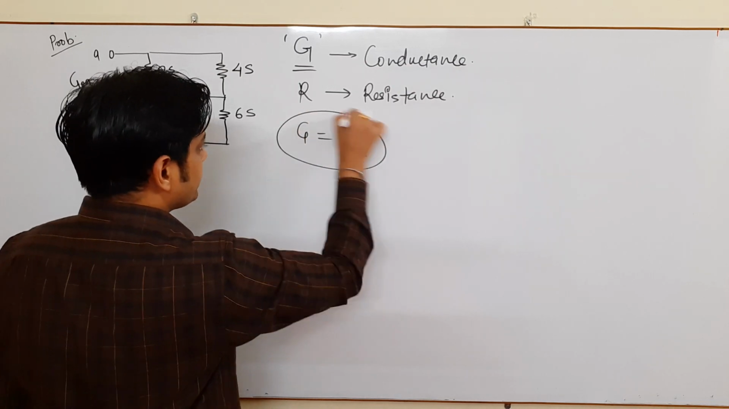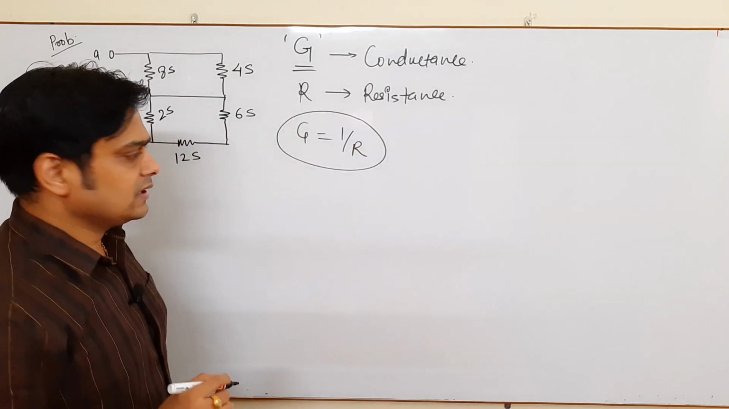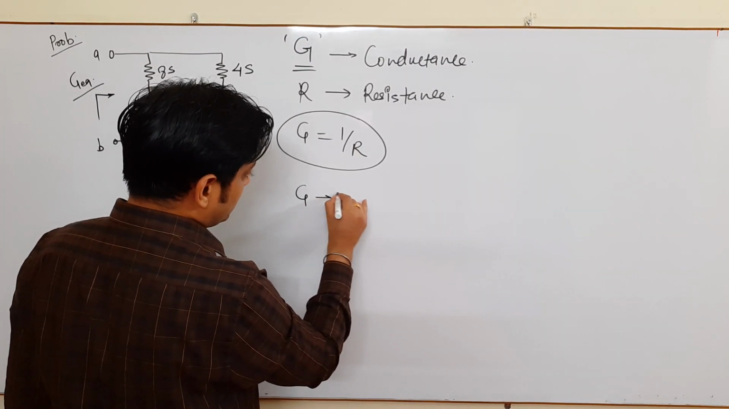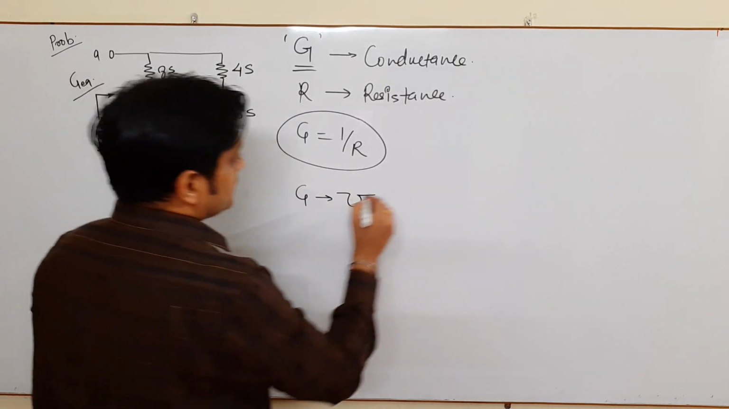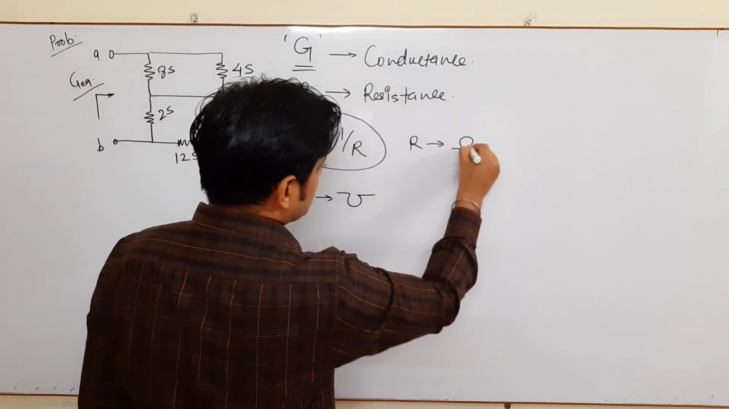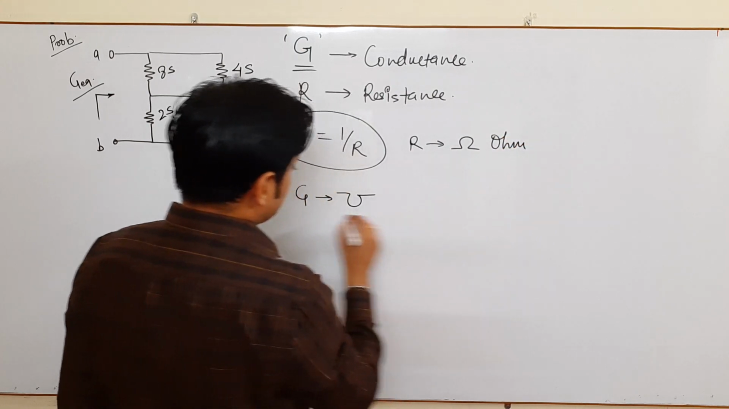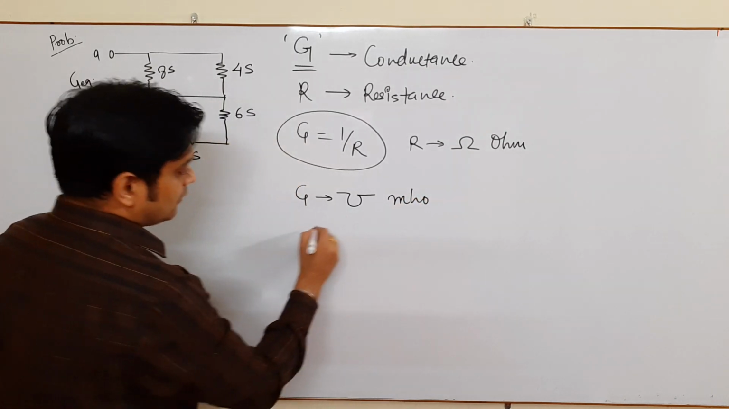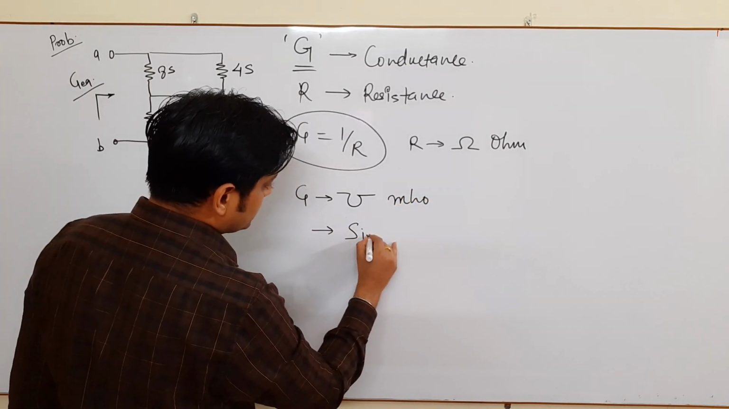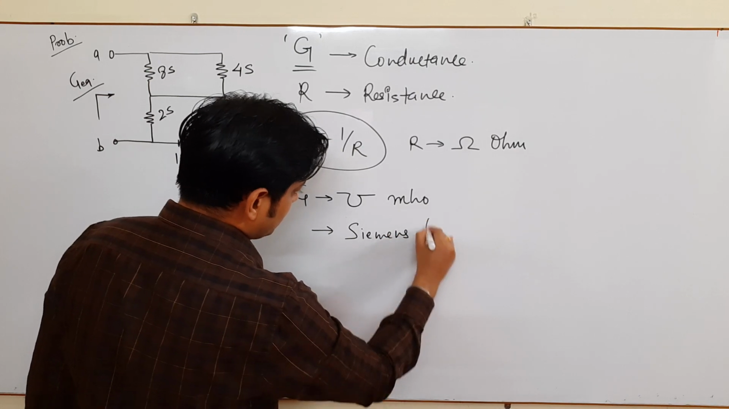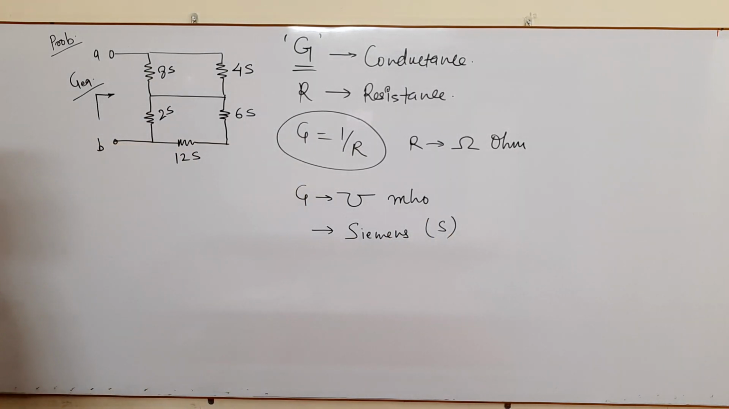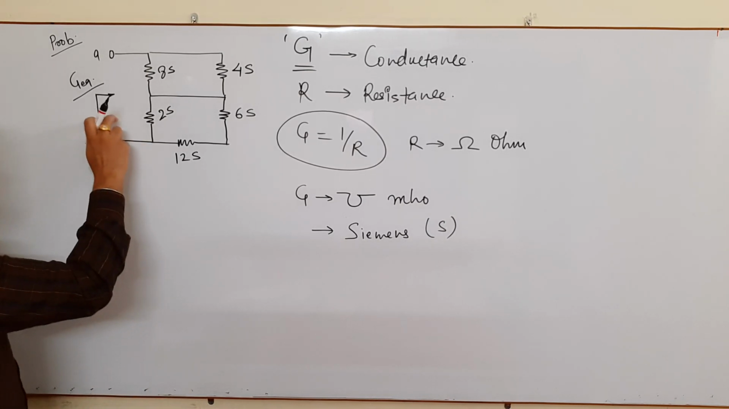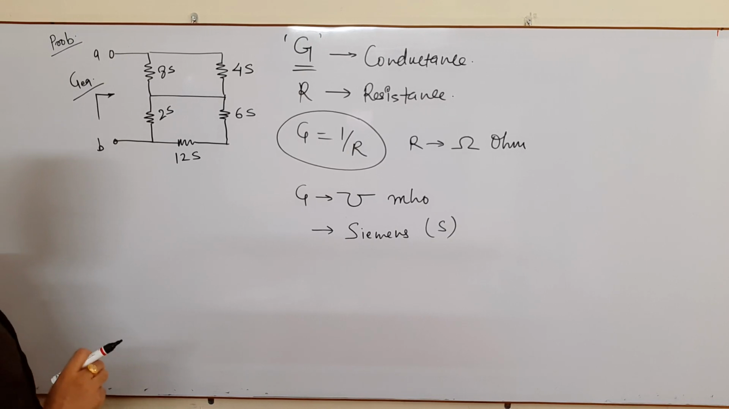Very important thing. Most of you know about this. G is 1 by R, or if you find the unit of G, that comes to be, what? It is in this form. The unit of R is ohm. The unit of G we call mho, or it is represented in the form of Siemens. We call it S also. So you have to find the G equivalent at these two terminals AB.